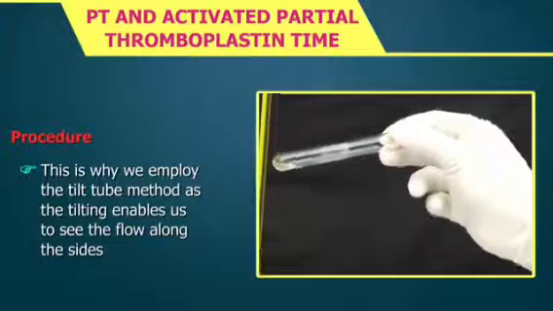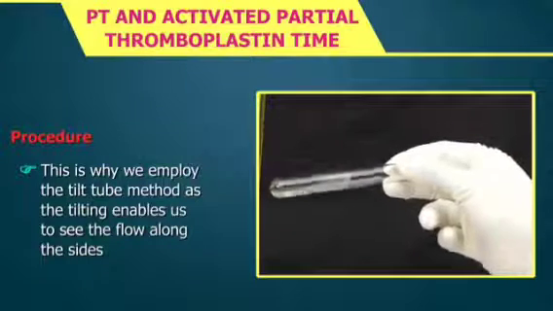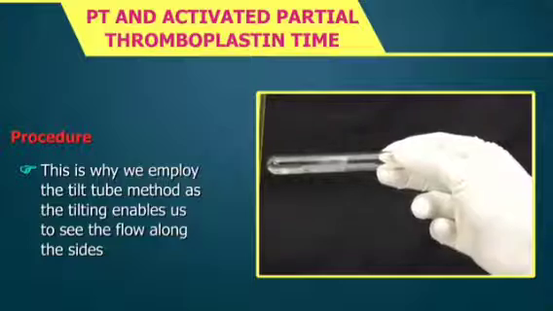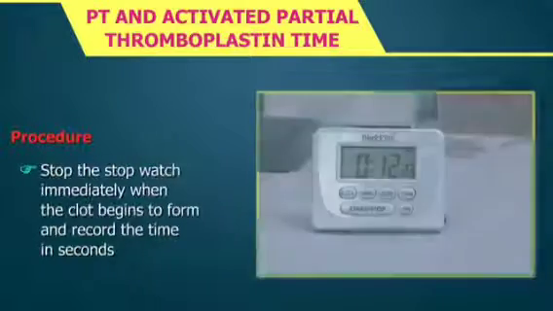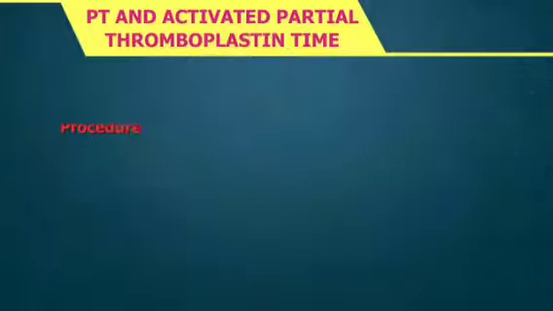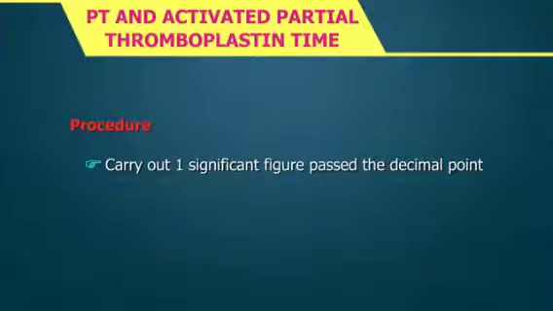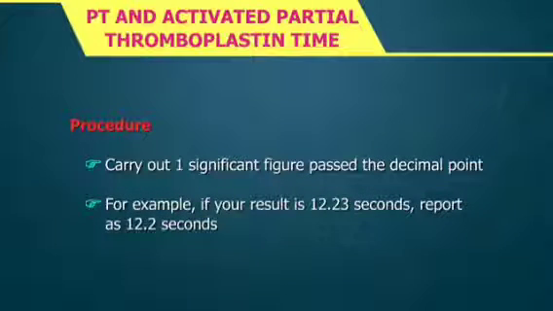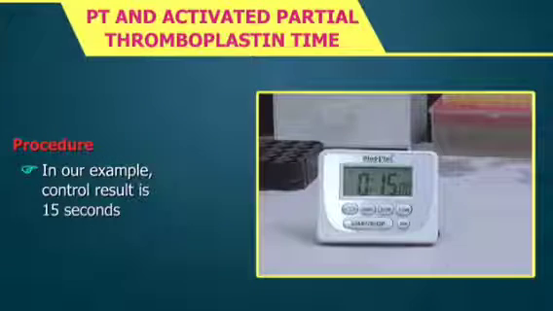This is why we employ the tilt tube method, as the tilting enables us to see the flow along the sides. 8. Stop the stopwatch immediately when the clot begins to form and record the time in seconds. Carry out one significant figure past the decimal point. For example, if your result is 12.23 seconds, report as 12.2 seconds. 9. In our example, the control result is 15 seconds.